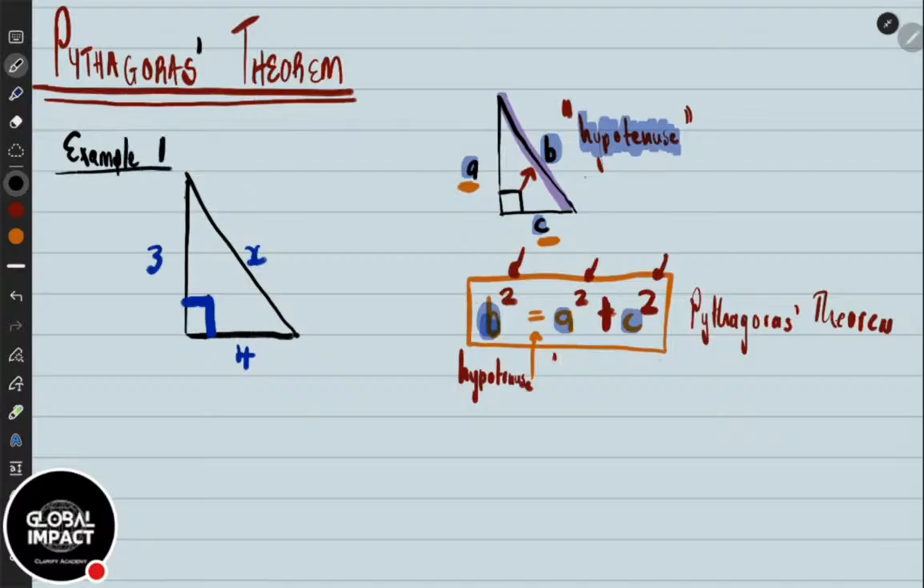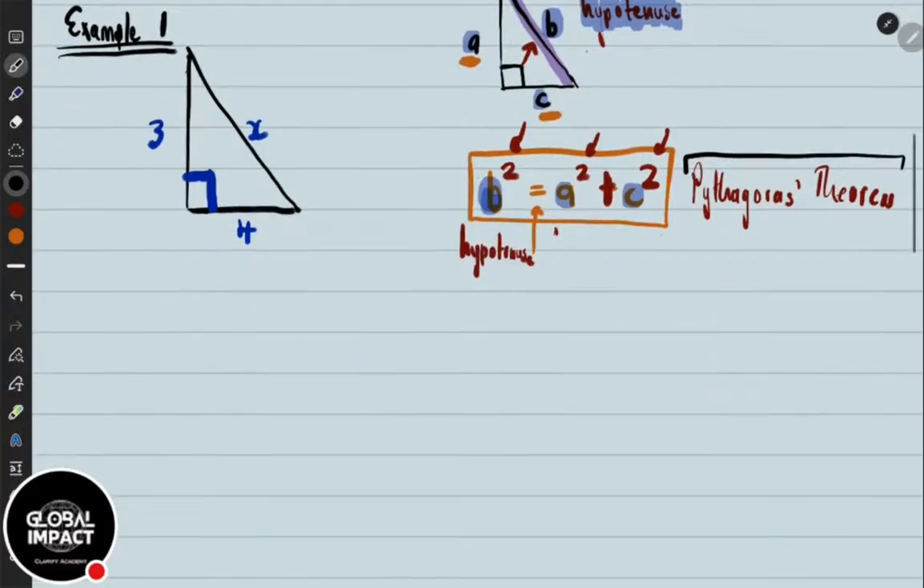The first and most important thing that you must be able to do is look for the missing side by first writing the Pythagoras theorem itself. You should write the Pythagoras theorem. What does it say? Look for the hypotenuse. Don't change the steps. Look for the hypotenuse.